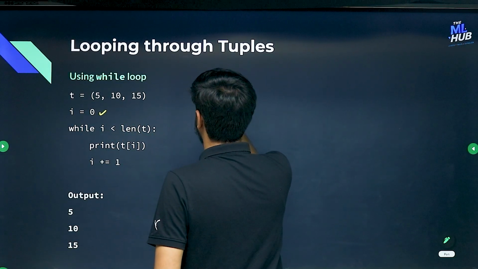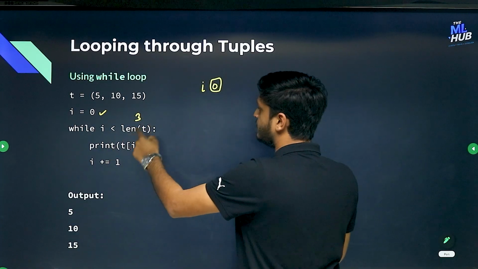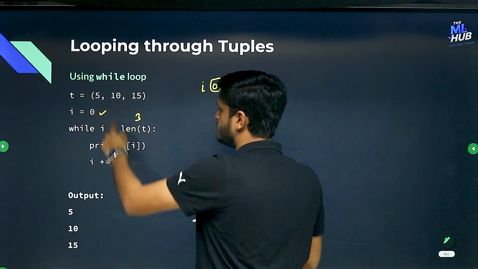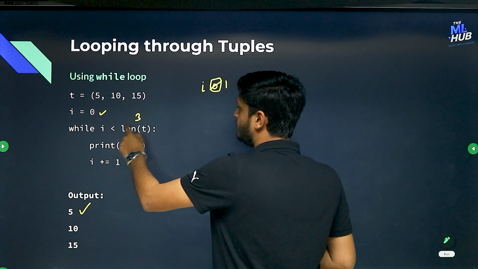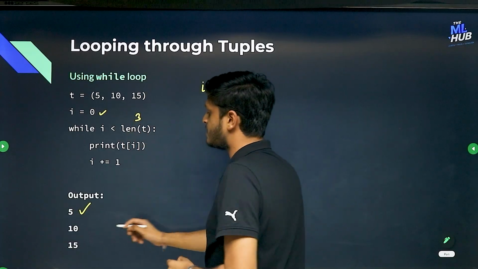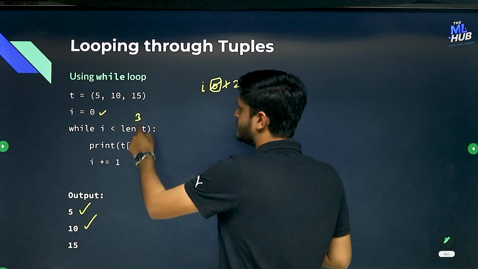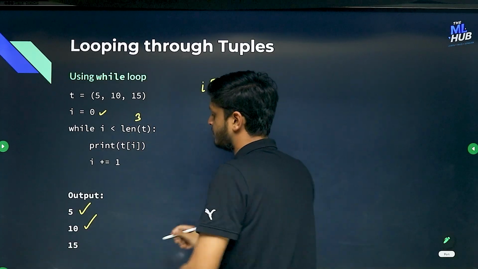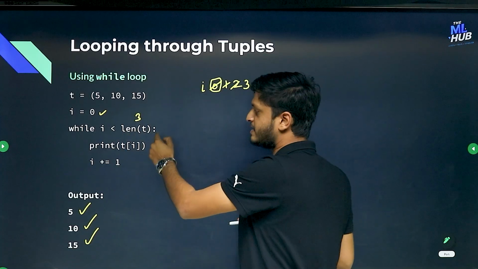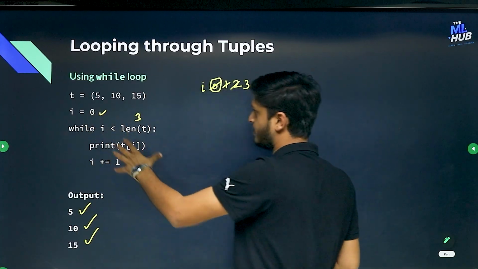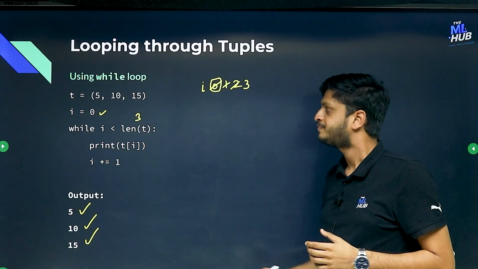So here I will take i with value 0, and the length of the tuple is 3. Since 0 is less than 3, we will go inside and print t of 0. t of 0 is 5, so 5 will be printed. Then i will be incremented by 1. Then again 1 is less than 3, so t of 1 will be printed, which is 10. Then again i will be incremented by 1. Then again 2 is less than 3, so t of 2 will be printed, which is 15. And again i will be incremented by 1. Now 3 is not less than 3, so we will come out. And this is how, using a while loop, we can traverse or iterate over an entire tuple.